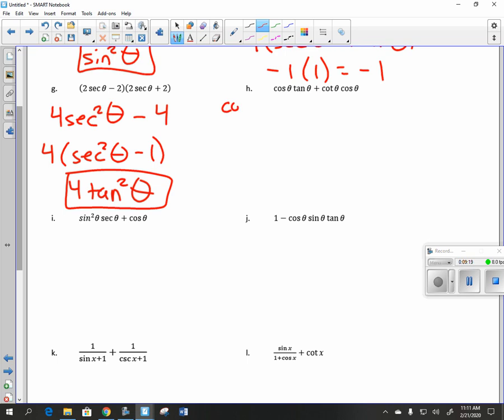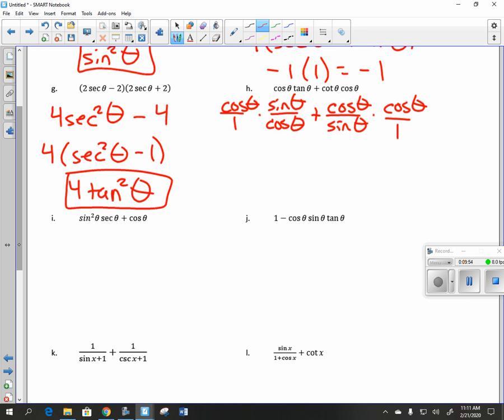In this situation, I'm going to write cosine of theta over 1 times tangent, which I'm going to write as sine of theta over cosine of theta, plus cotangent, which I'll rewrite as cosine of theta over sine of theta times cosine of theta over 1. Now, can somebody tell me, is this a valiant effort here? Is this worth my time? Do I come out with anything good? You're not going to see the answer right away. But if I try that, what happens?